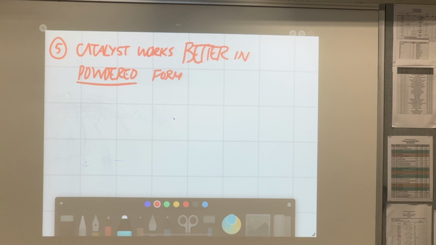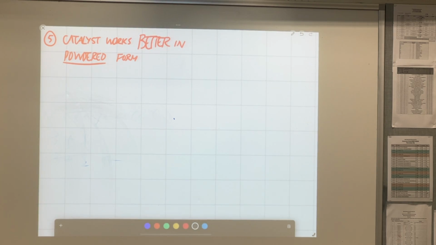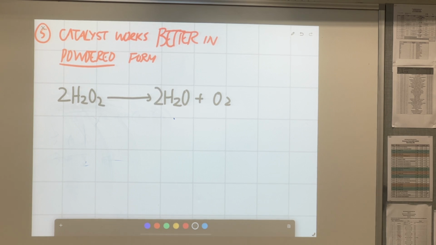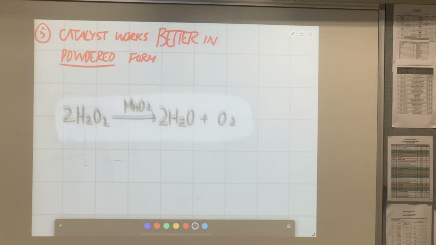Below, I want you to draw 3 different diagrams. First, write down this equation: H2O2 becomes H2O and O2. This is the other reaction that you should know, which I didn't put on the previous page as I don't have space there. It's MnO2. Can anyone name MnO2, like how you name V2O5?